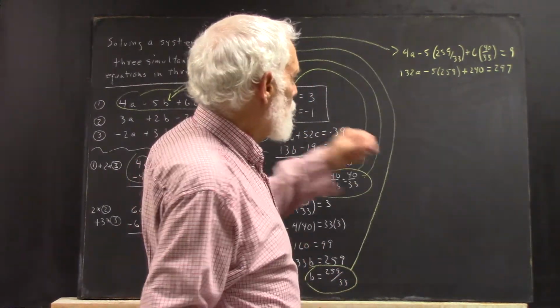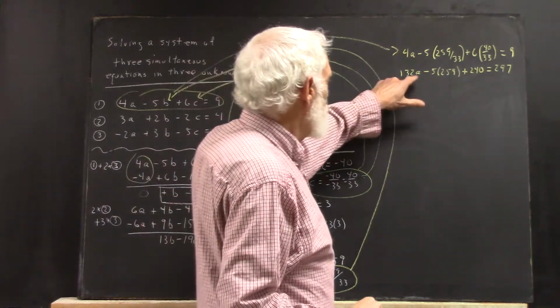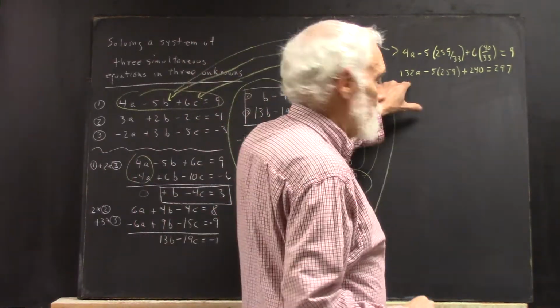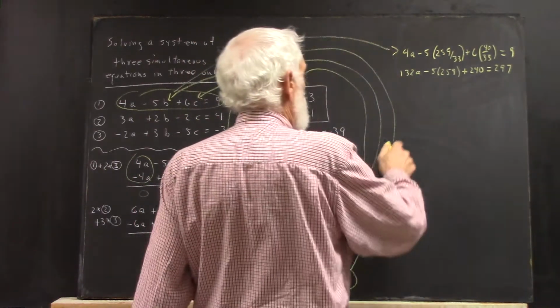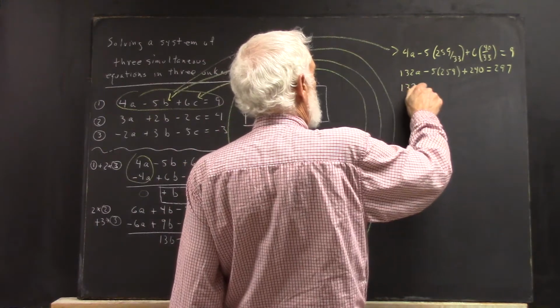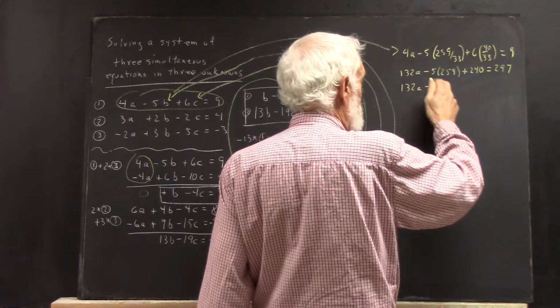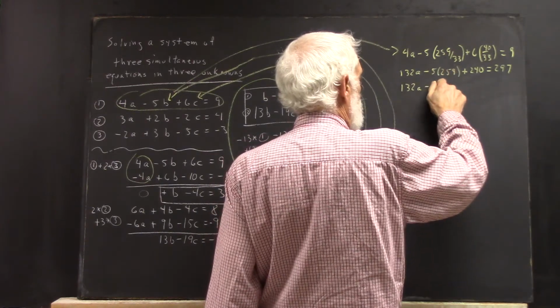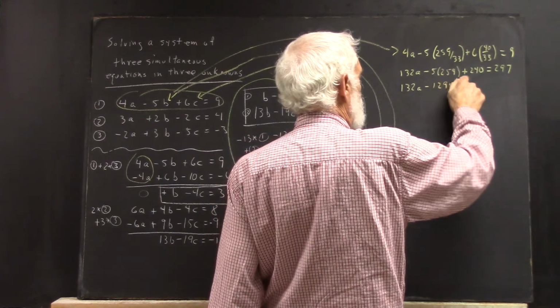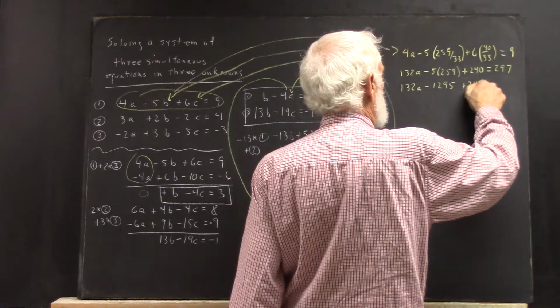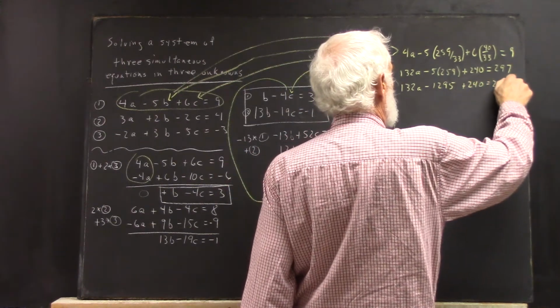And I hope I've got all those numbers right. And now we have just numbers with a multiple of A. So that becomes 132A minus 5 times 250 is 1250. 5 times 9 is 45, so that should be 1295. That's 240 equals 297.